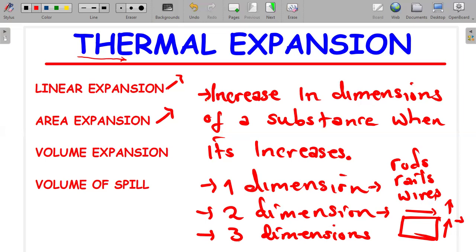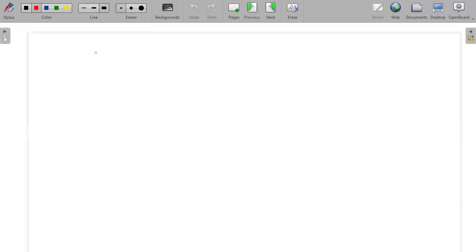Then when it's three-dimensional expansion, as usual, I'm sure you can guess about this one. We're going to call that expansion in volume, because the size of a substance is expanding in all three dimensions, which will be the length, the breadth, but also the height of that particular substance, hence expanding in volume. So we call that volume expansion, depending on the number of dimensions the expansion is taking place in. So that is that, ladies and gentlemen. We can now look at linear expansion and area expansion in detail.